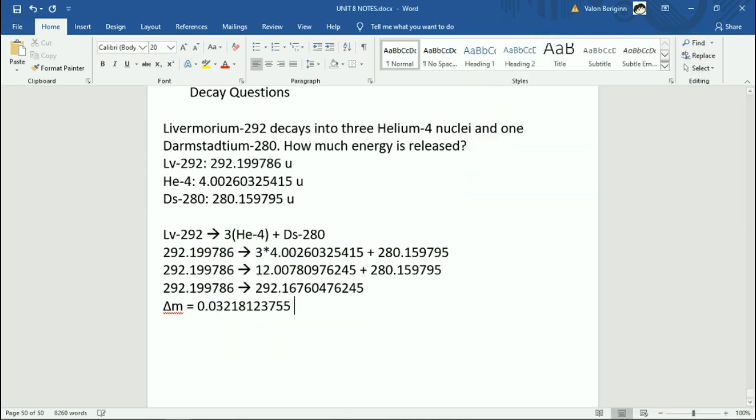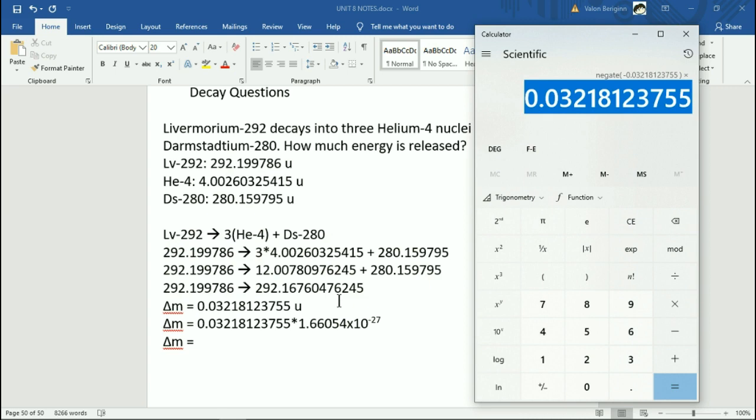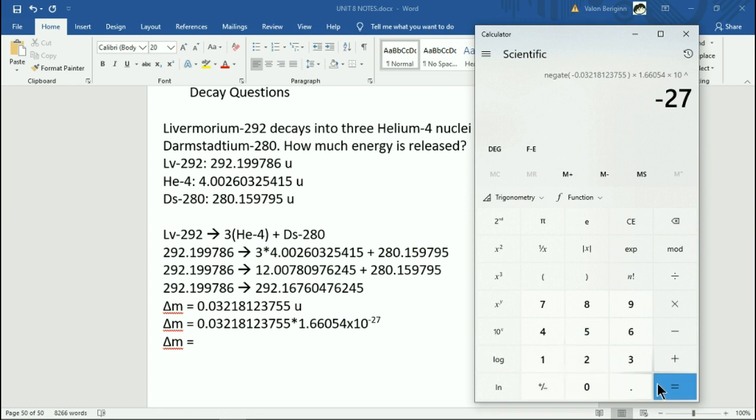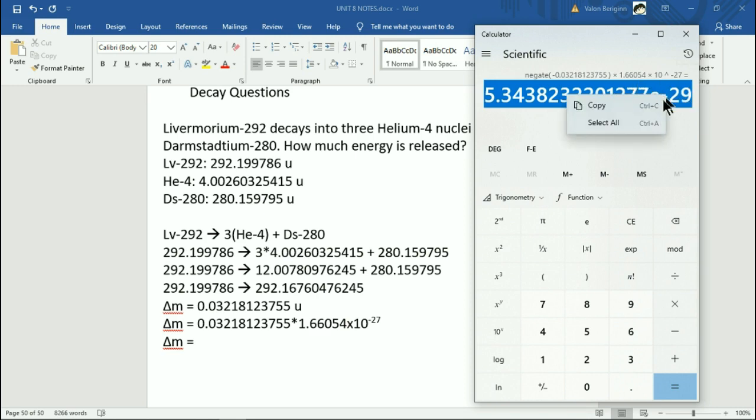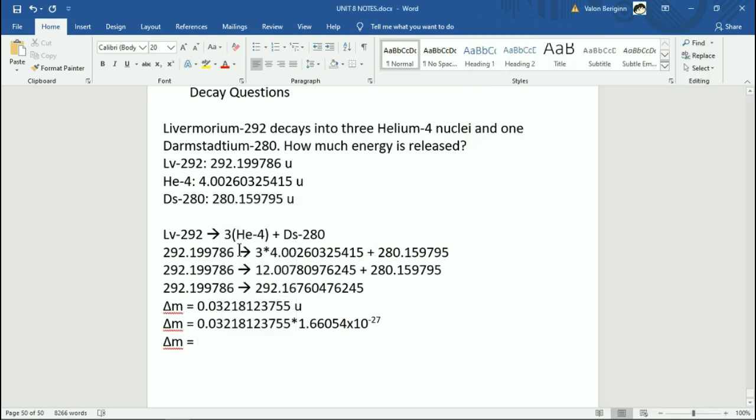Now, remember, though, this is in atomic mass units. So we now have to convert this into kilograms. So, times, and this is in the formula sheet, 1.66054 times 10 to the negative 27. I'll write it down here. So this now is our change in mass in kilograms.